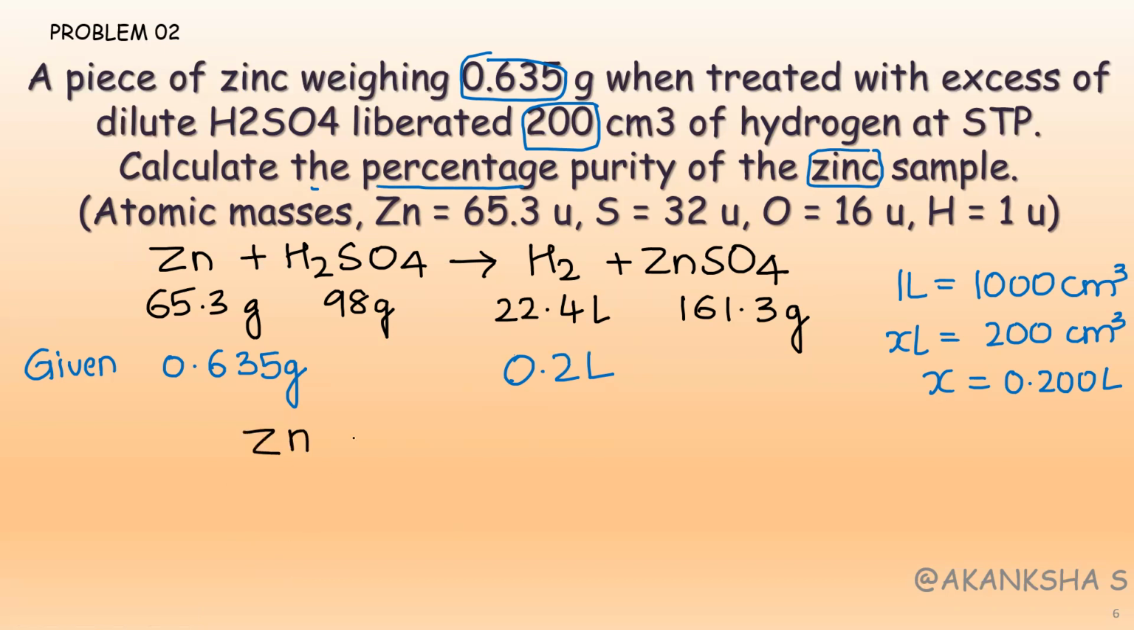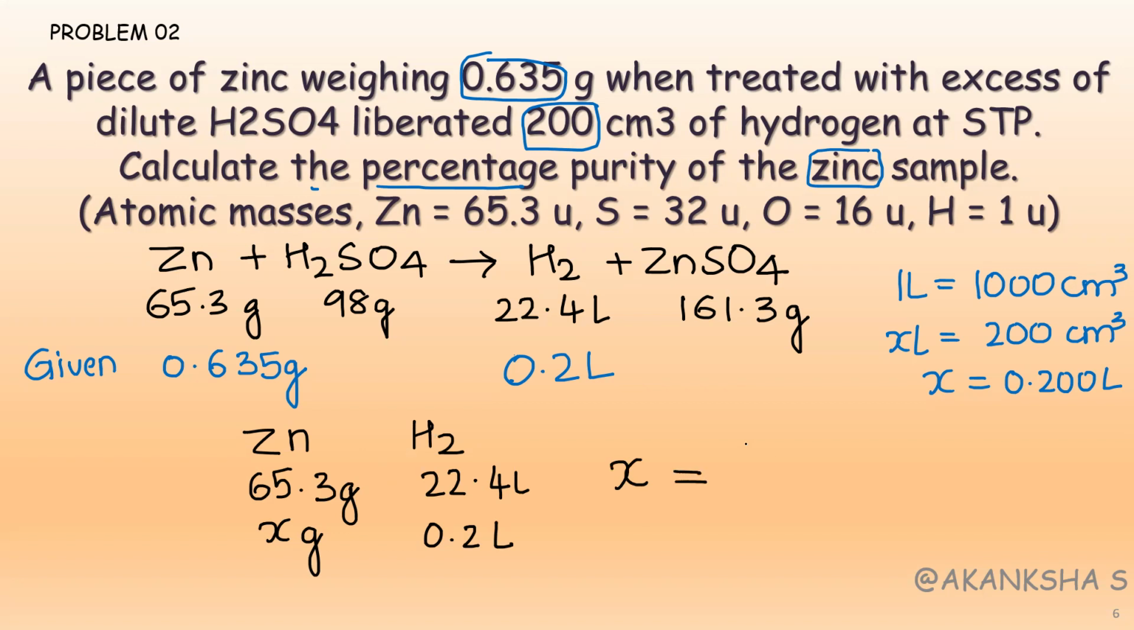So what we would do, we'll take zinc with respect to hydrogen. Take the calculated molecular weight 65.3, and this becomes 22.4. We'll take zinc as x grams because we want to calculate the percent purity of zinc. That is what we need to find. And over here is 0.2 liters. Let's try to solve for x. X is equal to 0.2 into 65.3 upon 22.4. Take a minute, try to solve.